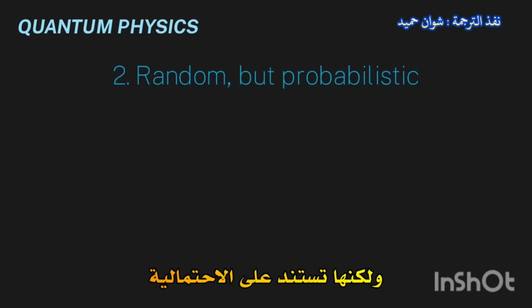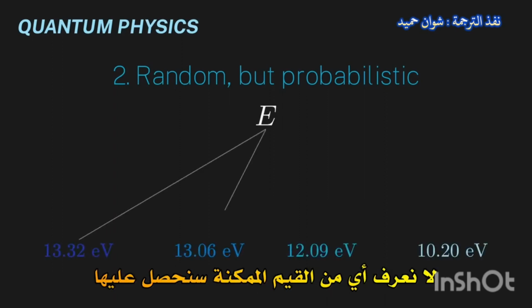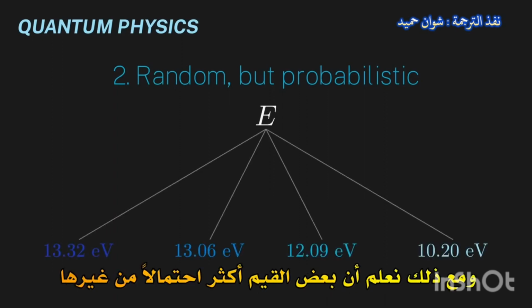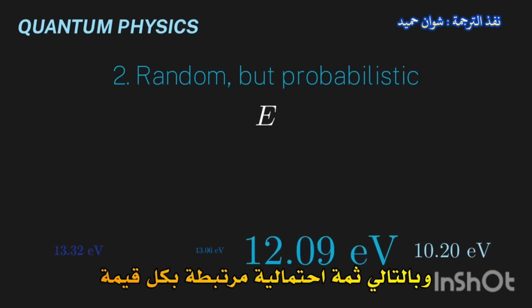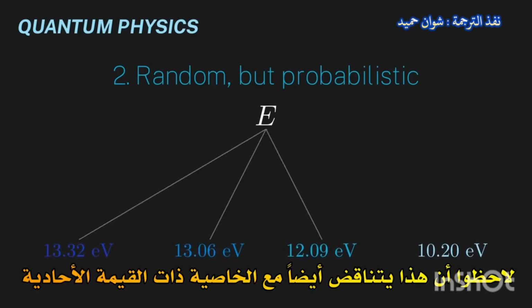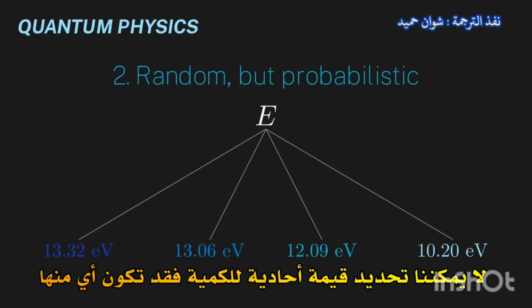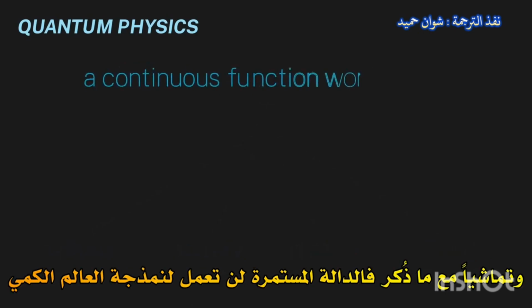Second, the particular value that we measure is random but probabilistic. This means that before making a measurement, we do not know which of the possible energies we will get. However, we do know that some values are more likely than others, so there is a probability attached to each value. Note that this also contradicts the single valued characteristic, since before the measurement, we cannot determine a singular value for the quantity. It could be any of them. So clearly a continuous function won't work to model the quantum world.